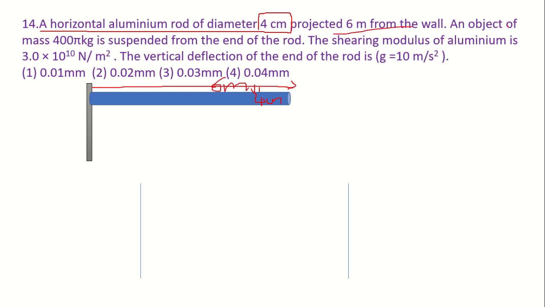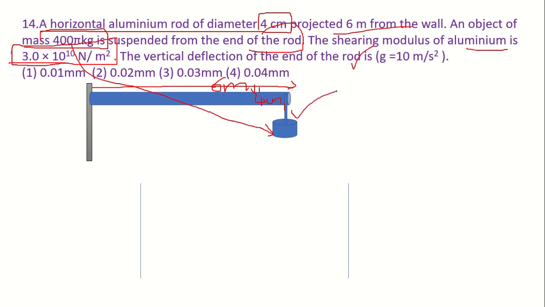Here it is given that an object of mass 400 pi kg is suspended from the end of the rod, meaning that at this end there is a mass of 400 pi kg, and the shear modulus of the aluminum is given as G equals 3 into 10 power 10 newtons per meter square. We have to find the vertical deflection at the end of this rod. It means that due to this force it is deflected, and let it be x. We have to find this x value.